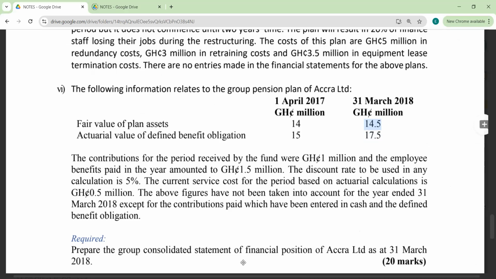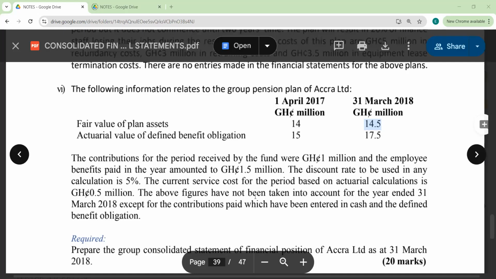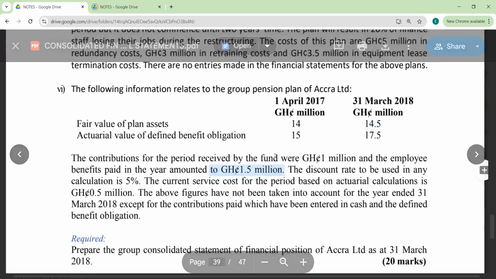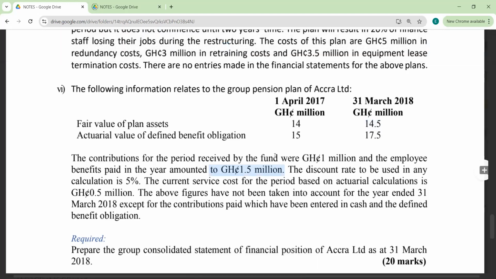Yes, please. Why did we pick the benefits paid, the 1.5? Yes, please. Okay.